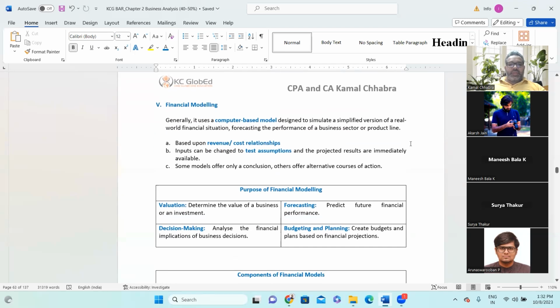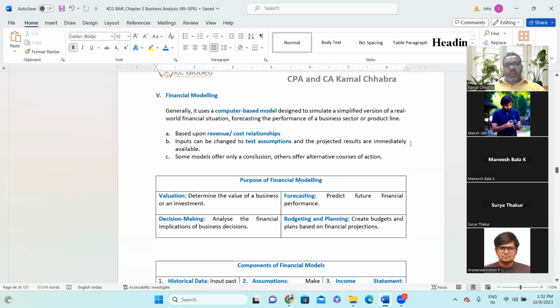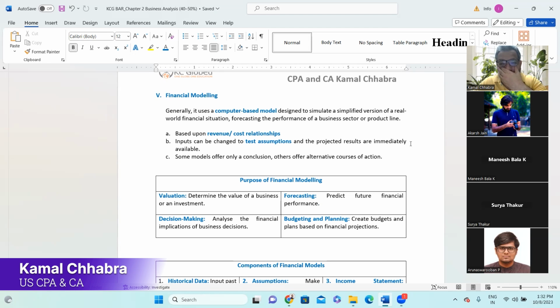Okay. So next topic is financial modeling. What do you understand by financial modeling? Any idea, any thought you guys have? Have you heard this term before? Financial modeling, by any chance? Sir, heard it but don't have detailed knowledge about it. Any rough idea, any rough thought?